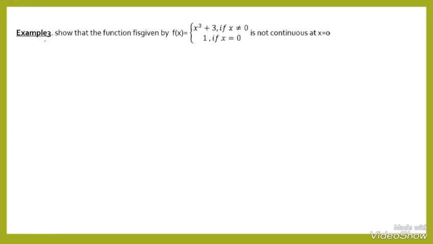Let's discuss example number 3. Show that the function f given by f of x is equal to x cube plus 3 if x is not equal to 0, and f of x is equal to 1 if x is equal to 0, is not continuous at x is equal to 0. Mainly in this question we have to show that the function is not continuous at x is equal to 0.